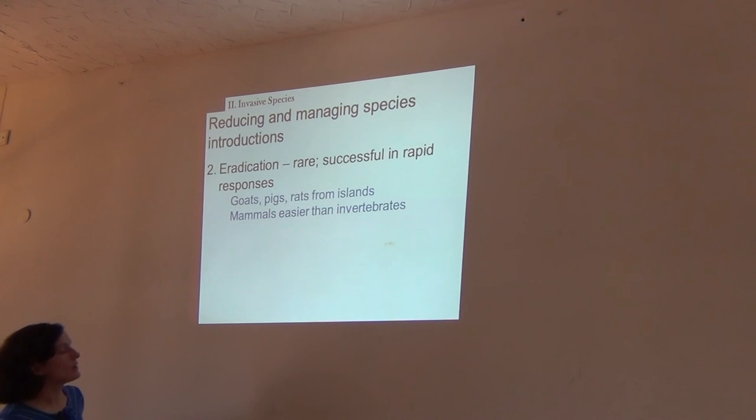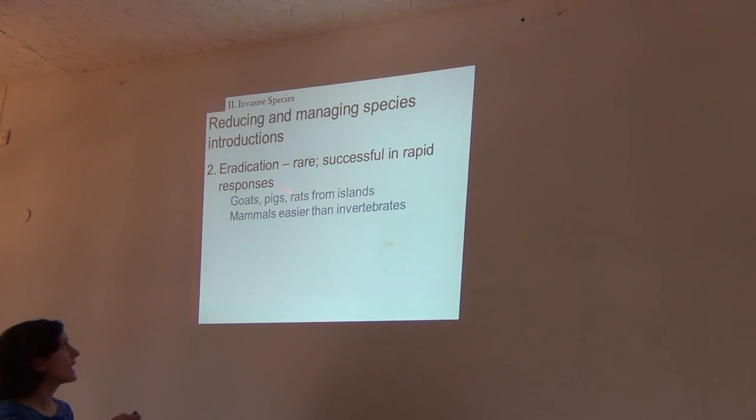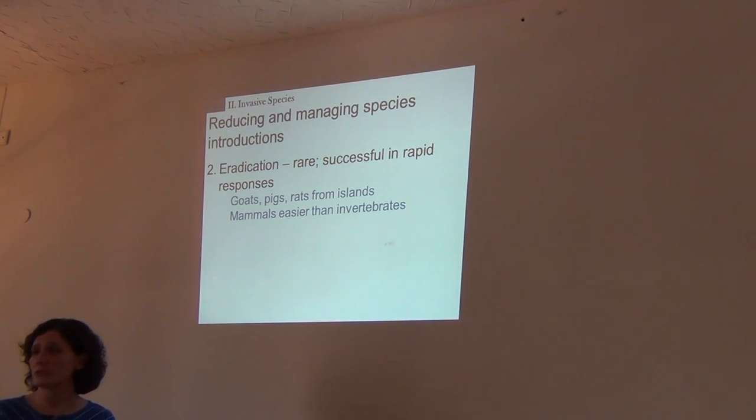Okay, so I think we talked about this. Now the second, eradication is the last resort because rarely are we successful in completely eradicating, removing that introduced species. So the classic examples where eradication works is from islands. If we have islands and we have goats, pigs, rats, well, I don't know about rats. Rats are hard to eradicate unless you introduce a disease and they die because of the disease you introduced. It's actually quite hard to get rid of rats.